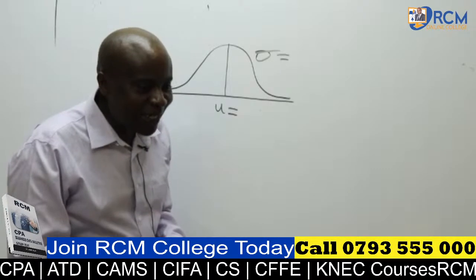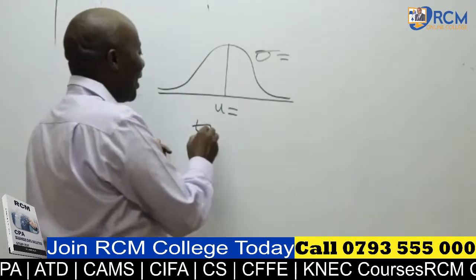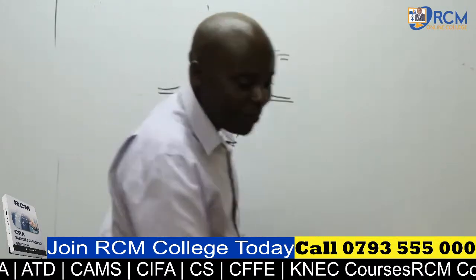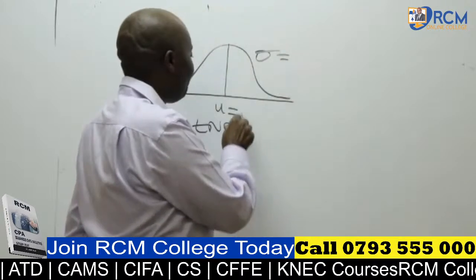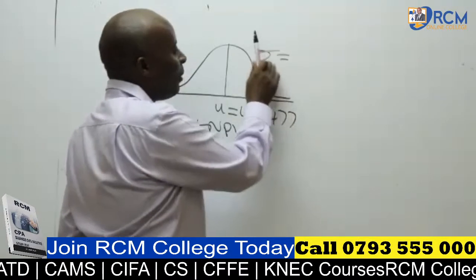It is expected net present value. Tell me, what was it, somebody? 489,477. How about the standard deviation?